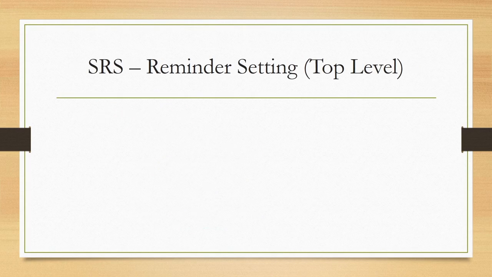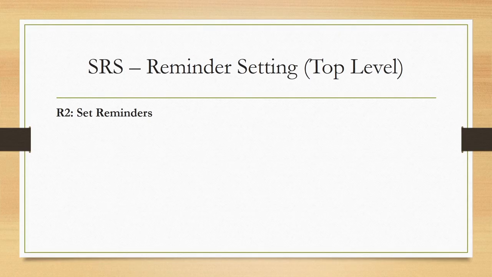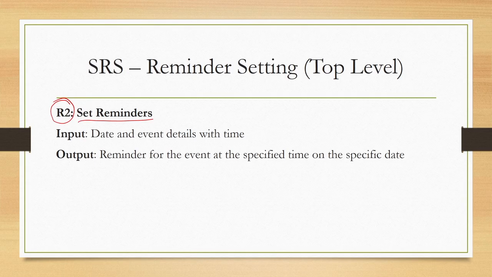Now, let us create the corresponding SRS or specify these functions in the form of textual description as we have seen earlier. First is the top level function. Since it is another top level function, we have given it the label R2. The previous top level function was R1 and the name is set reminders. As per the requirement, we have to provide the input, which in this case is date and event details with time, and we need to specify the output, which is reminder for the event at the specified time on the specific date.